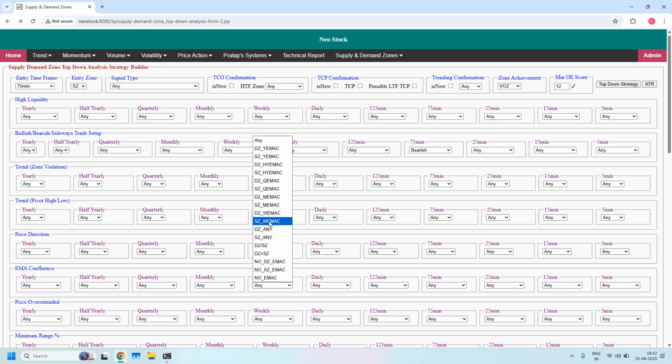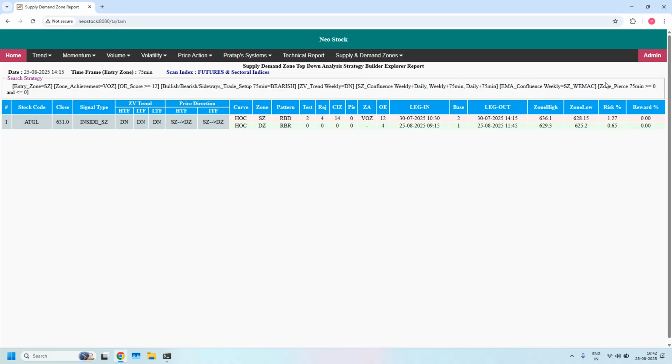That is weekly supply zone with weekly EMA confluence, and one stock is having sideways trend. We don't want that. So weekly trend I am setting only downtrend because it is bearish trade setup. We got one stock. So this weekly supply zone having weekly EMA confluence has already been tested twice. It may work further, provided less than 20 checklist items are satisfied. Otherwise zone might be violated. So this is bearish trade setup for weekly income trade.